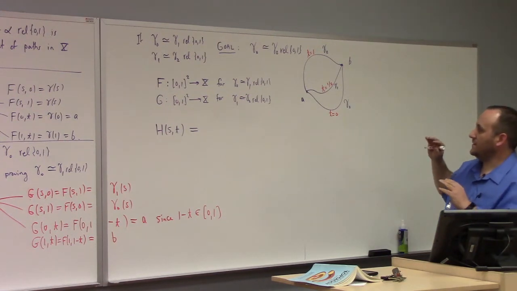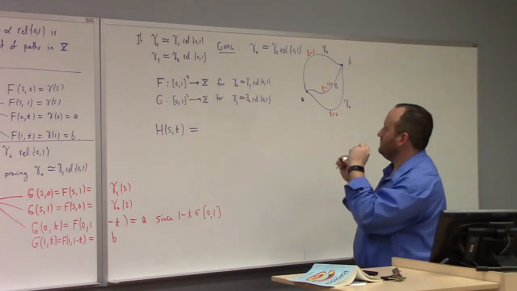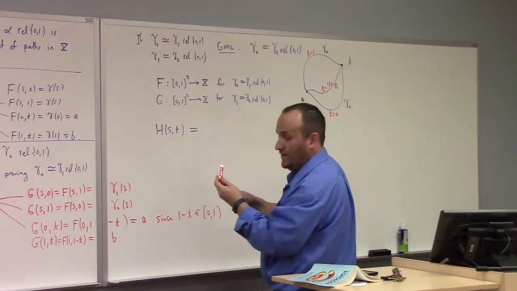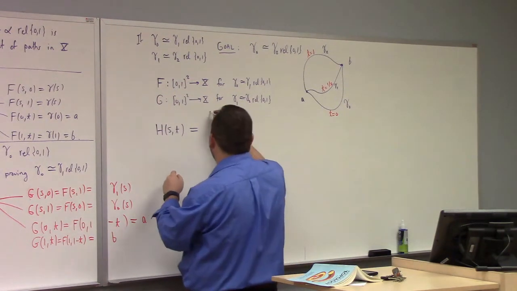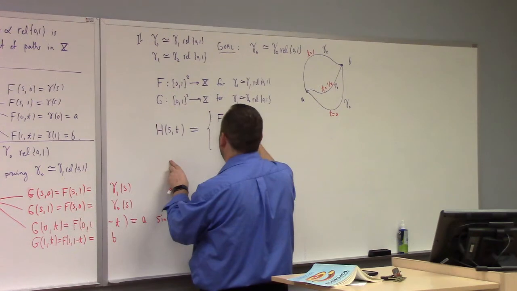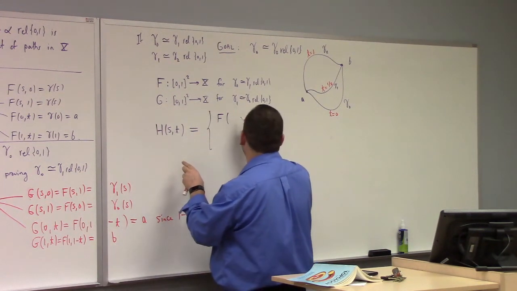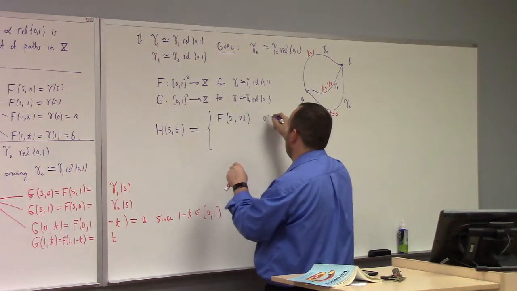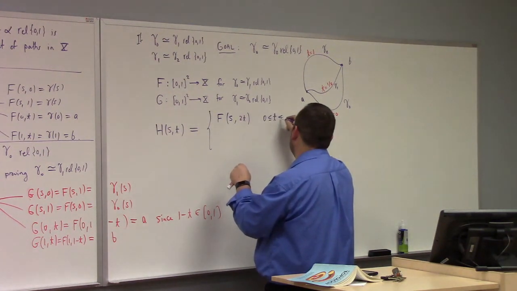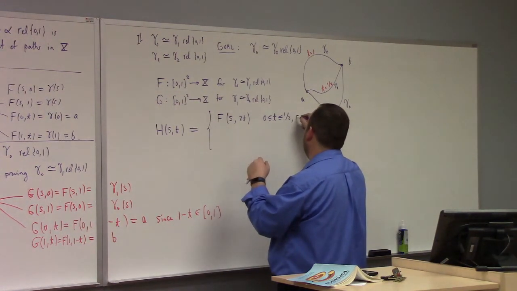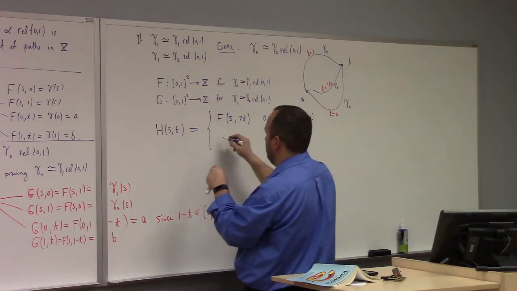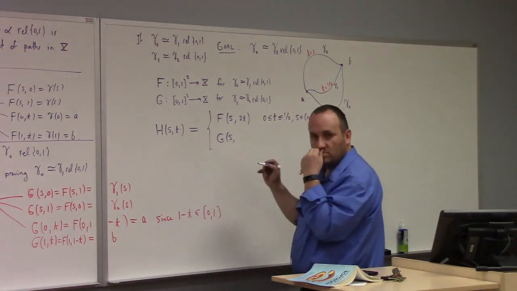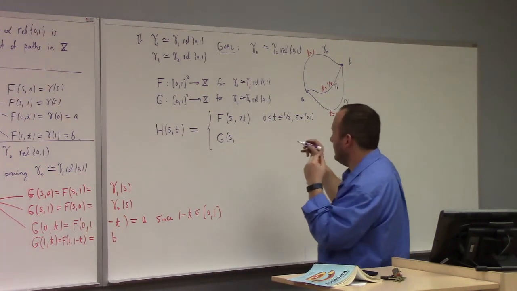So how do I manipulate the... maybe I should define this case-wise, yeah? So let's say F of S, comma, 2T, for 0 less than or equal to T less than or equal to 1/2, and for any S, right? And then what we do is G of S, comma, what? One minus two T.